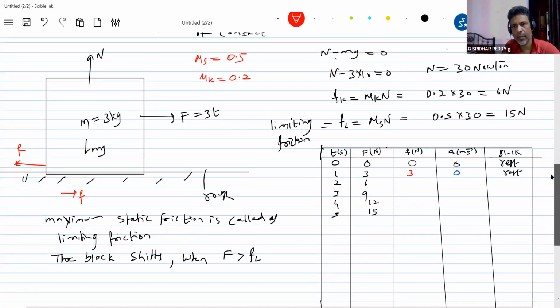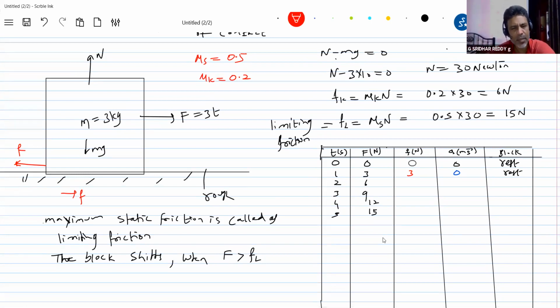Okay, I think I magnified it, so try to view it clearly. This is the core idea of friction. Today, I think your friction chapter will get over with this. That's what I feel. You can directly enter into starting numericals. Let's come to the friction.